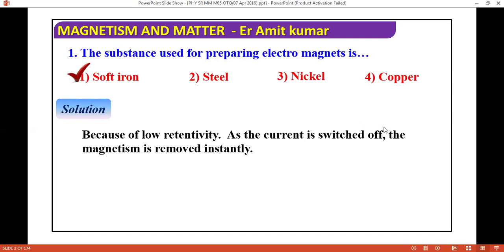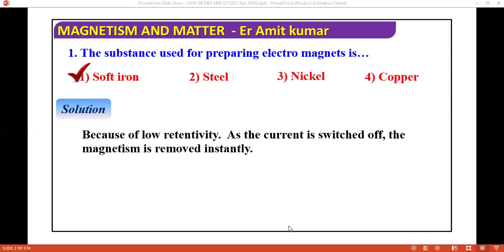As the current is switched off, the magnetism is removed instantaneously. So the question was asking about the substance used for preparing electromagnets. Use soft iron. Why? The reason is low retentivity.